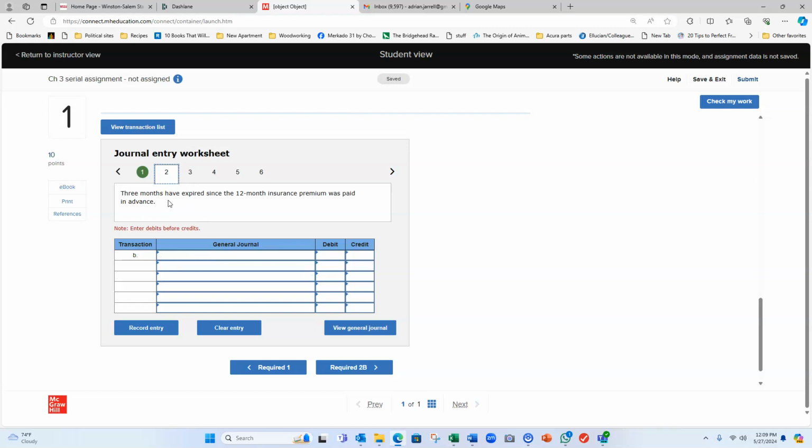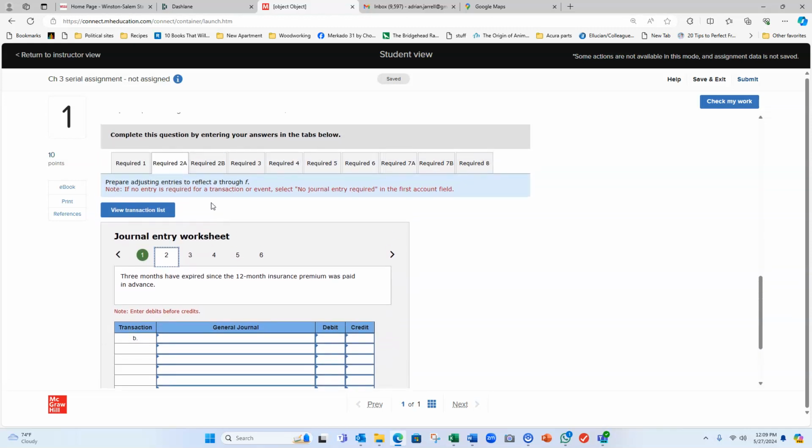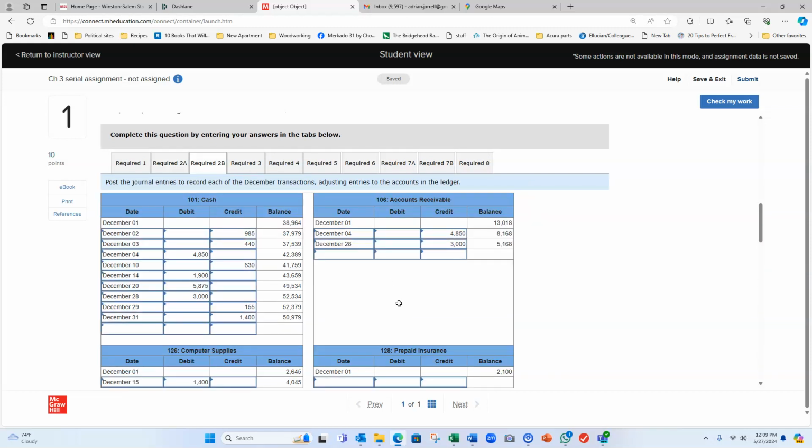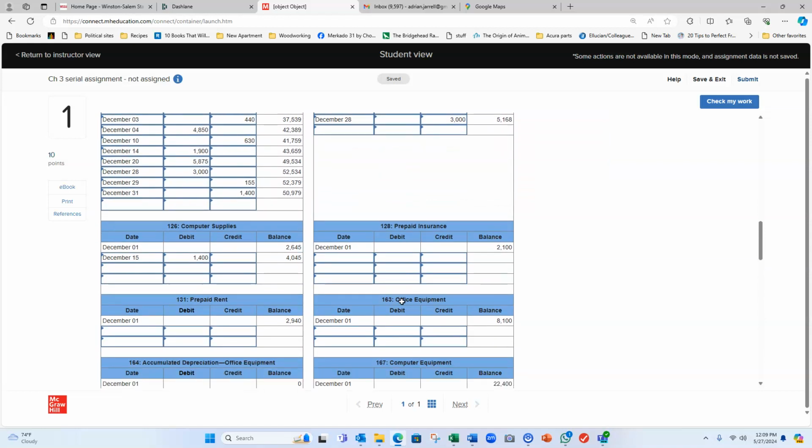Three months have expired since the 12-month insurance policy premium was paid. So I can go over to my trial balance and look at prepaid insurance. Not my trial balance, but my ledger. Prepaid insurance has a balance of $2,100. It is a 12-month policy, so $2,100 divided by 12 months. That's $175 of this prepaid is going to become an expense every month.